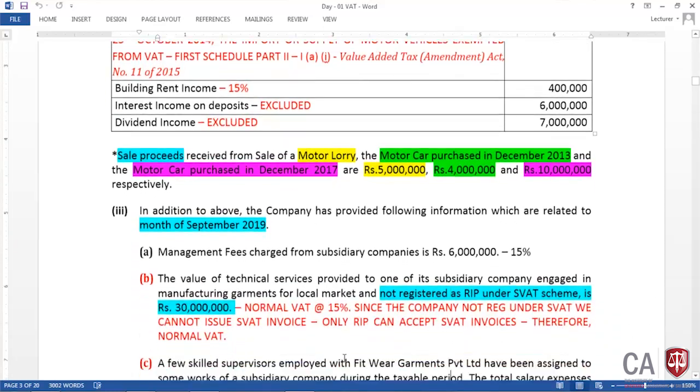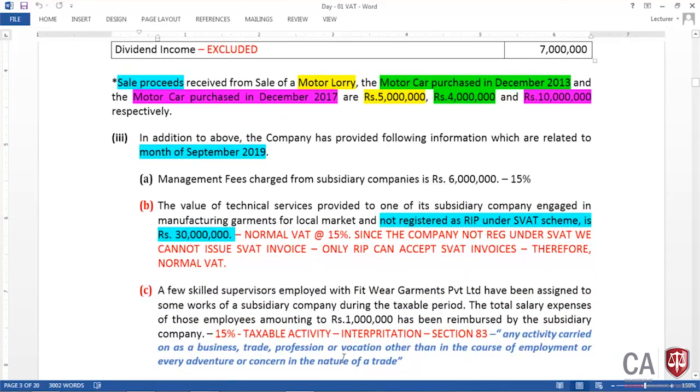Then we will go to the additional information. Sales proceeds received from sale of a motor lorry, a motor car purchased in December 2013 and a motor car purchased in December 2017. Three sales proceeds are given: 5 million, 4 million and 10 million. 5 million exempted, 4 million liable, 10 million exempted.